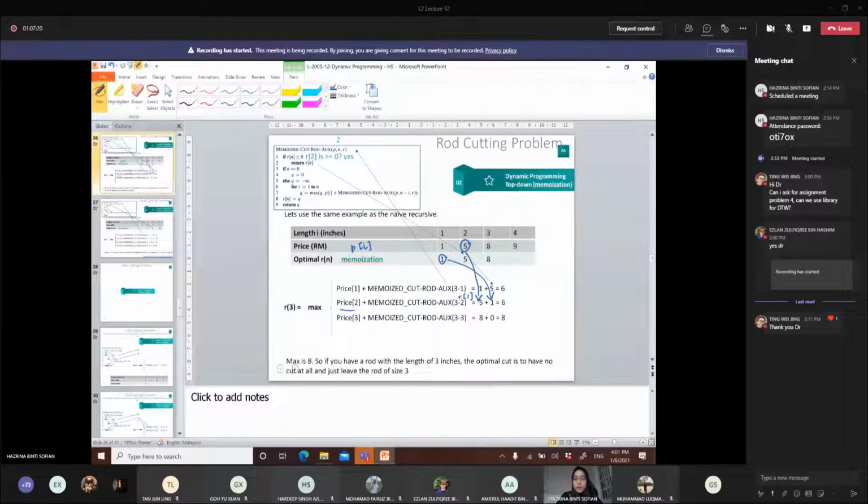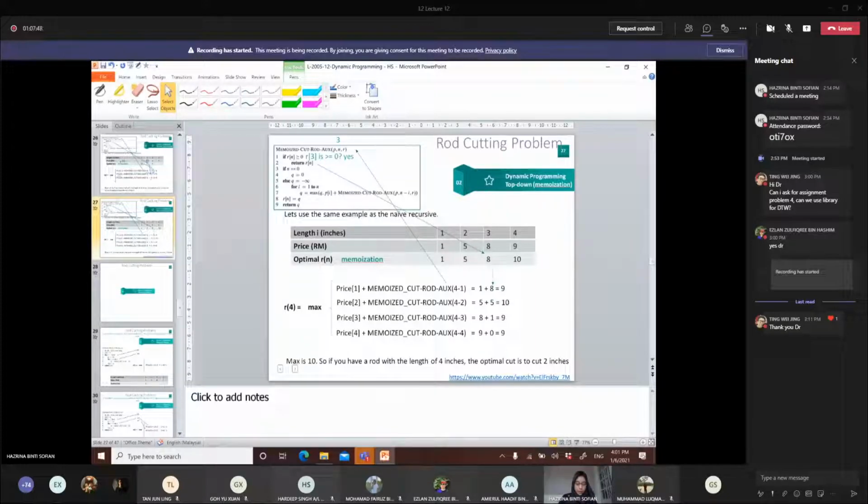So right now, price number 3, P3, is 8. So that's why 8 is here. Plus 0, because 3 minus 3 is 0, so it will return 0. 0 ringgit. If you don't have any inch, then you can just return 0.